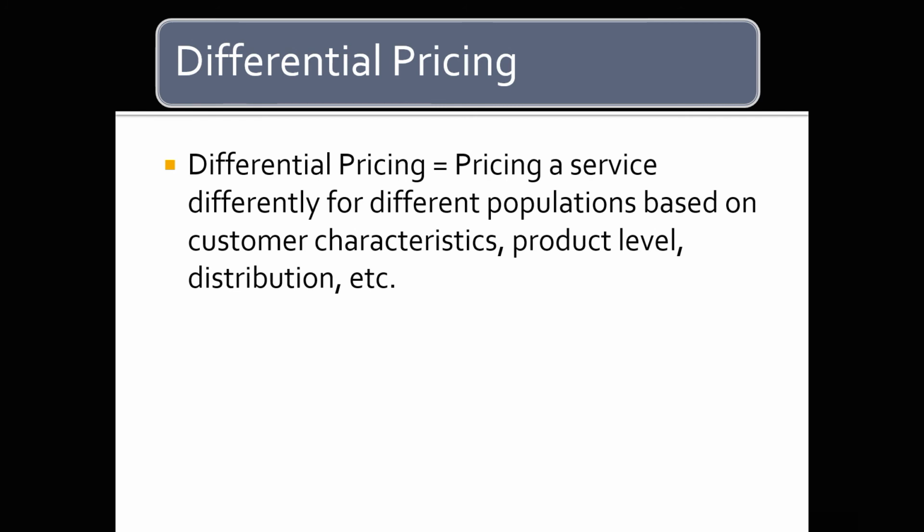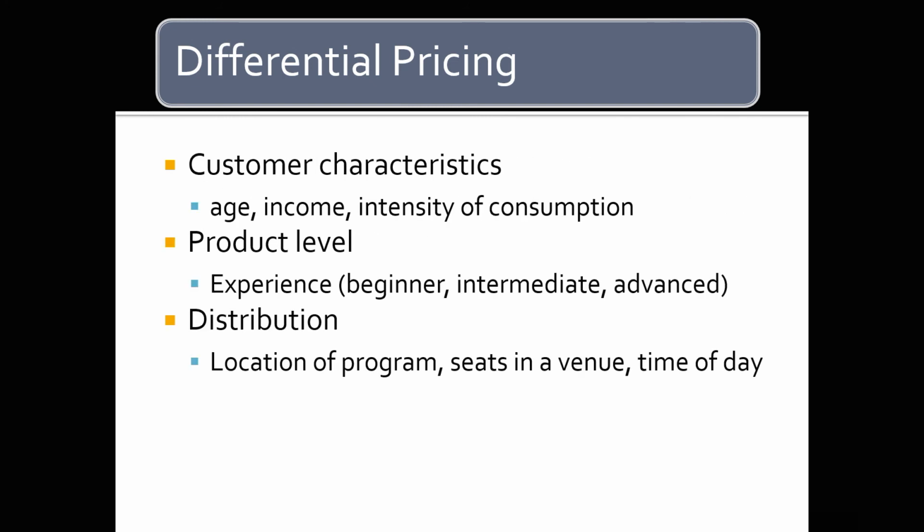The last thing we'll talk about is differential pricing. So differential pricing is when you're pricing a service differently for different populations based on consumer characteristics, product level, and distribution. So for example, I might differentiate prices based on customer characteristics, like age, income, or intensity of consumption.